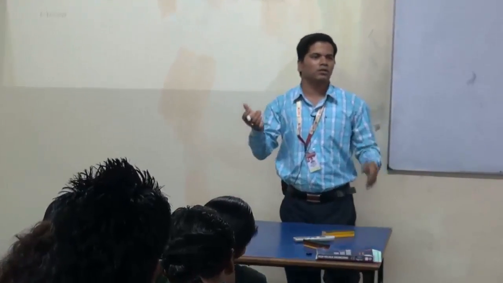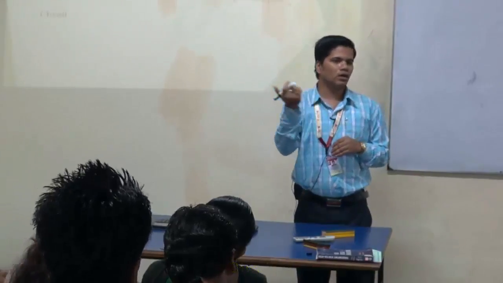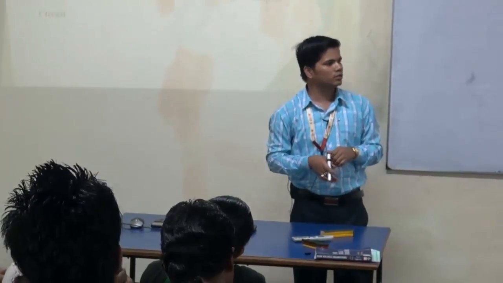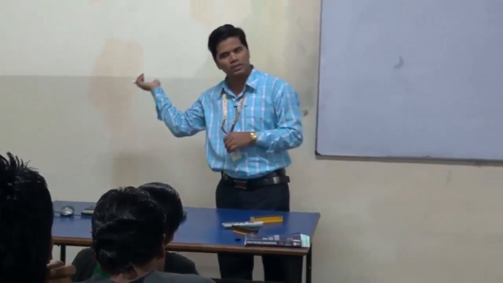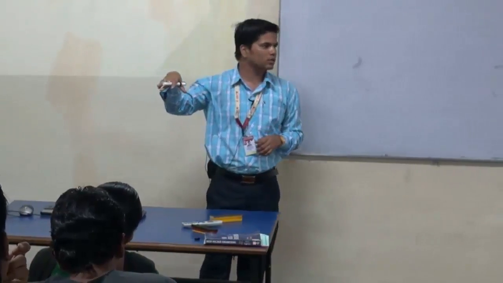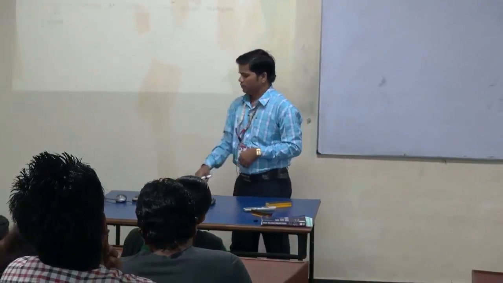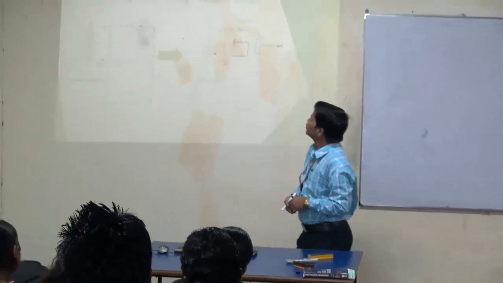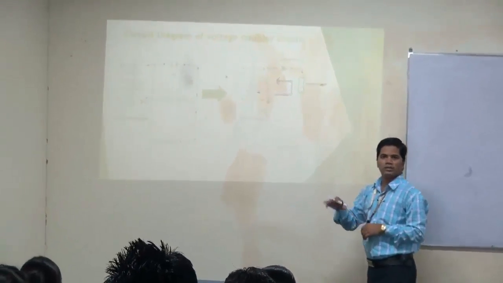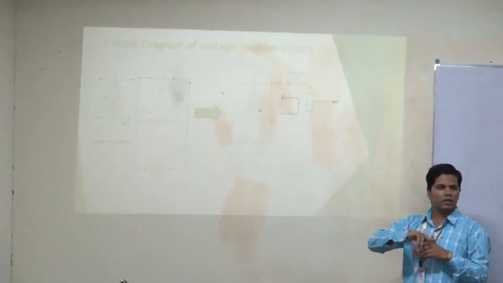How it is working, and which elements it contains, like capacitor, diodes, transformer, AC voltage, how you are feeding it, what is the manner, how it is working. All these things we will discuss for the voltage doubler circuit. Then after we will come to the voltage multiplier circuit. Clear? Okay.